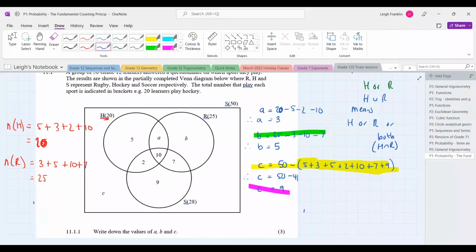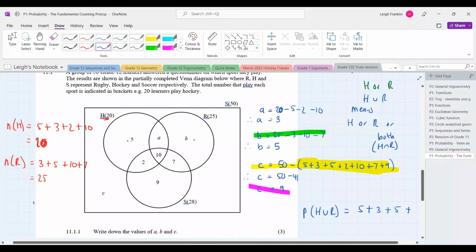Okay, so if I want to work out the probability that somebody plays hockey or rugby, I'm going to take the 5, so that's this 5 over here. I'm going to take the A, which was 3, the 5, which was the B, and the 2 and the 10 and the 9: 5 plus 3 plus 5 plus 2 plus 10 plus 9. And I need to put that all over 50 if I want a probability.